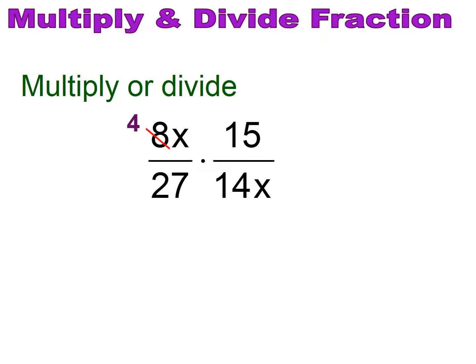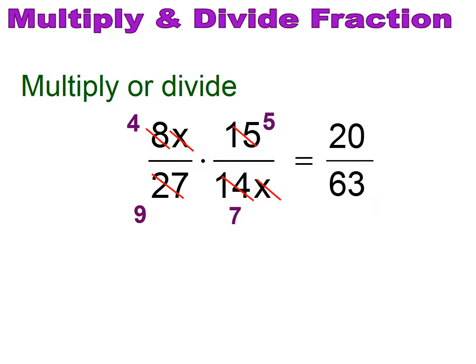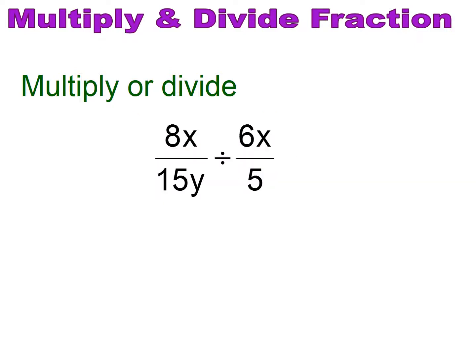Again, we're simplifying here, and when we simplify, we multiply across, we see the variable gets canceled, and we're left with 20 over 63. Pause and try.